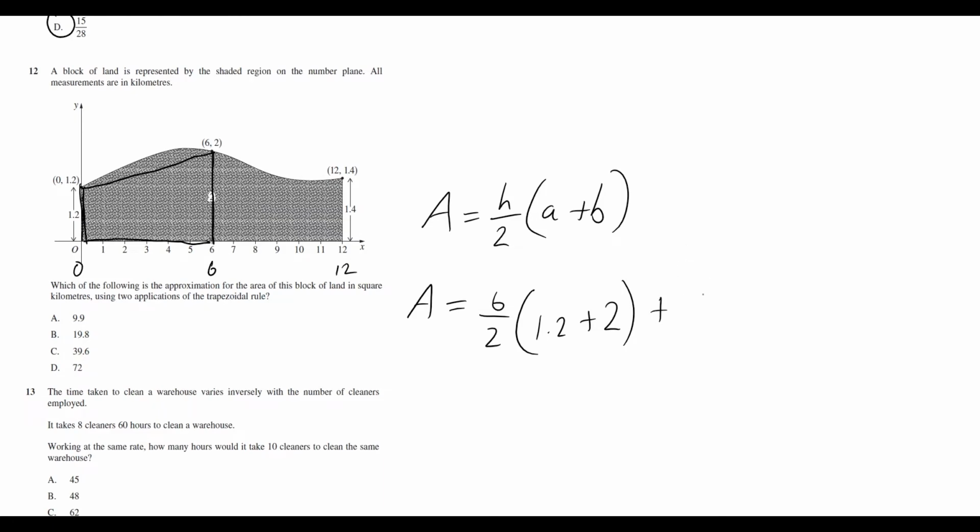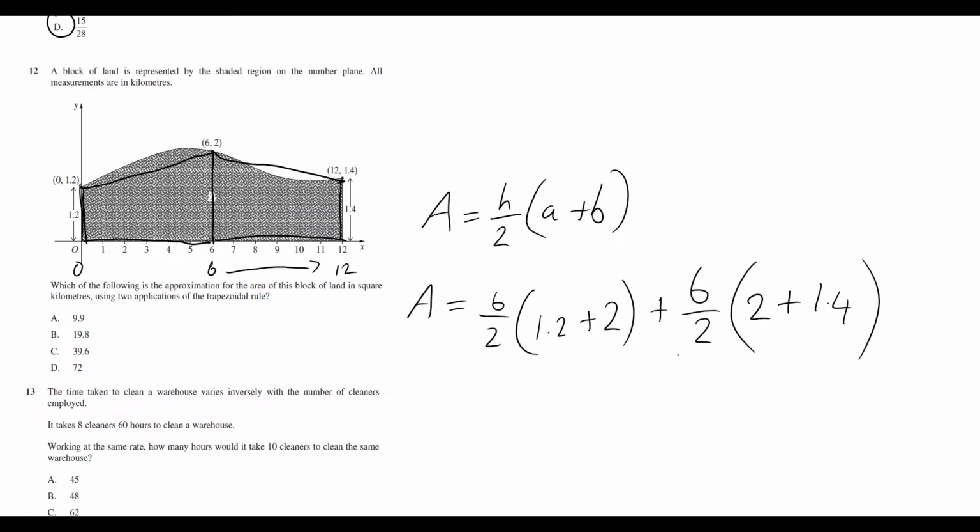Okay, for our second application of the trapezoidal rule, again, now our height will be going from 6 up to 12. So it'll still give us a height of 6 over 2. And then our A and B term will be slightly different. So now we're kind of working on the other side of this curved area here. So now we can say that it's 2 plus 1.4.